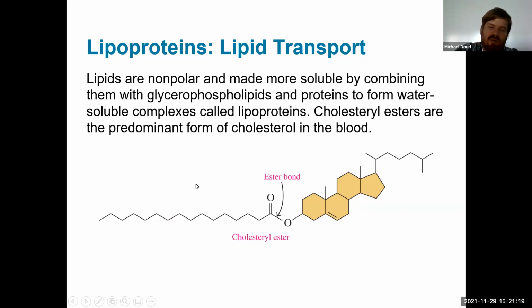Basically, you have a nonpolar fatty acid chain and a nonpolar steroid nucleus, along with just the rest of the cholesterol molecule, which is nonpolar, and then just a very narrow polar bond here with the ester bond.